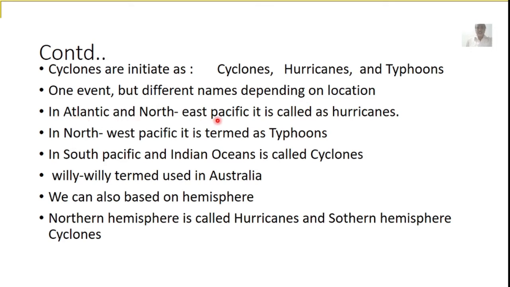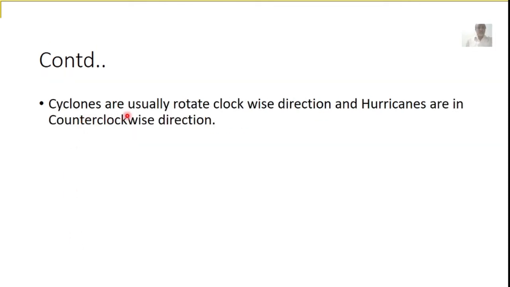In the Atlantic and Northeast Pacific, it is called hurricanes. In the Northwest Pacific, it is termed typhoons. In the South Pacific and Indian Oceans, it is called cyclones. Willy-willy is the term used in Australia. We can also name them based on hemispheres. In the northern hemisphere we call them hurricanes. In the southern hemisphere we call them cyclones. Cyclones usually rotate in a clockwise direction, and hurricanes always in an anti-clockwise direction.